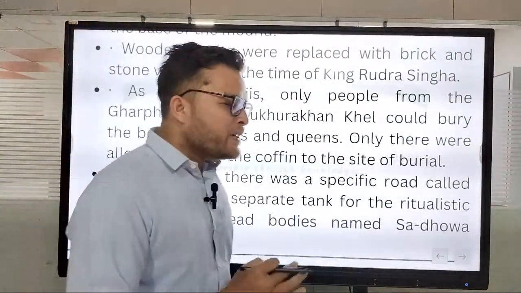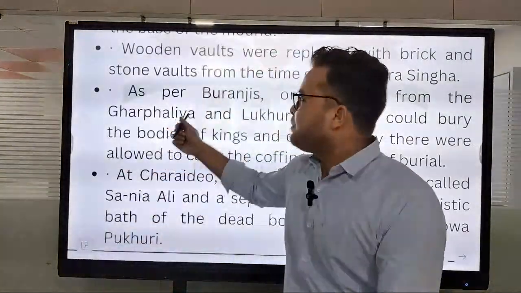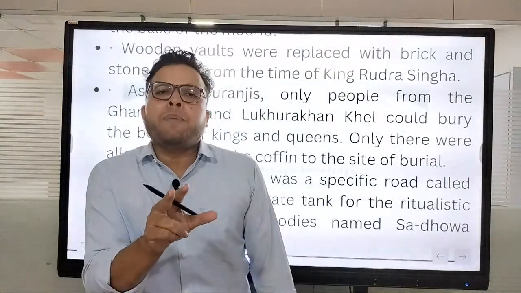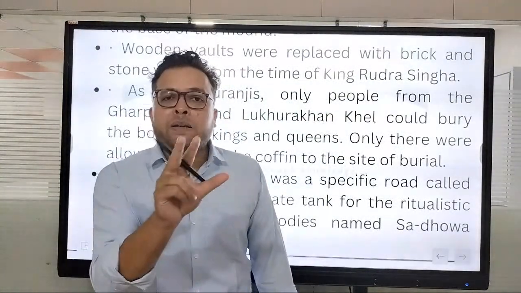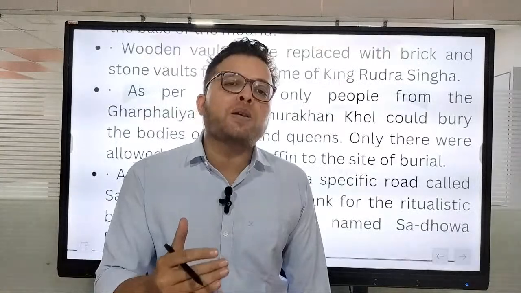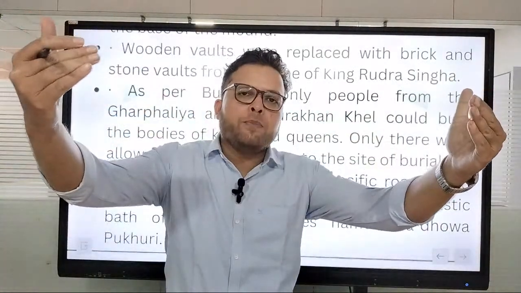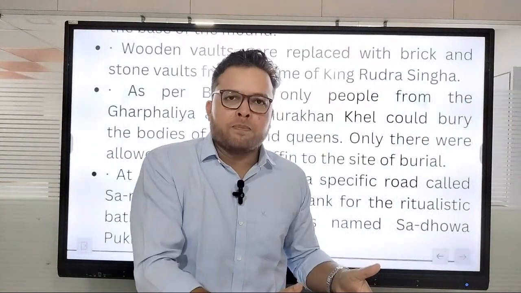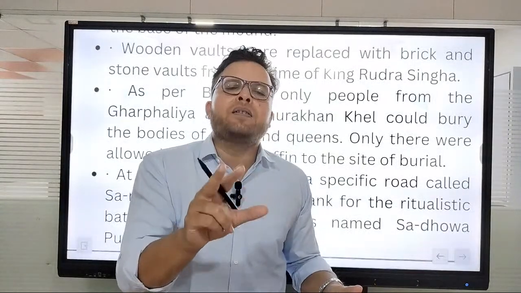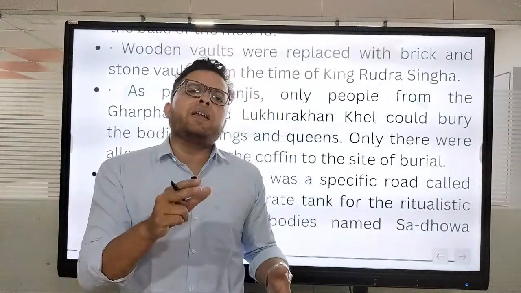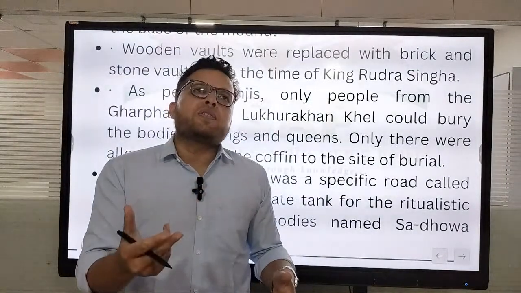Now let me tell you something very, very interesting. As per Buronjis, only two clans were allowed to bury the Ahom king. Only two clans. Now I'm talking about Ahom clans. See, Ahom is a tribe. Then that particular tribe was divided into many clans. But only two clans were allowed, and even among those two clans we hear of something called khels.